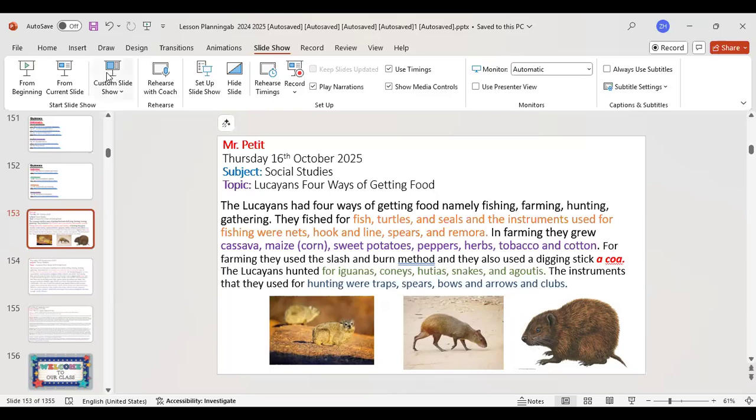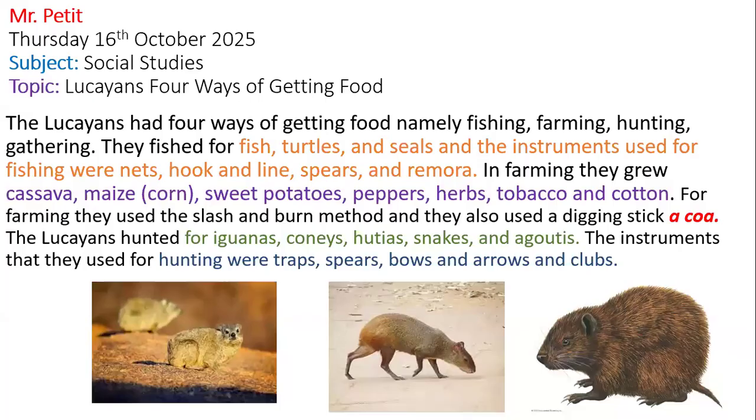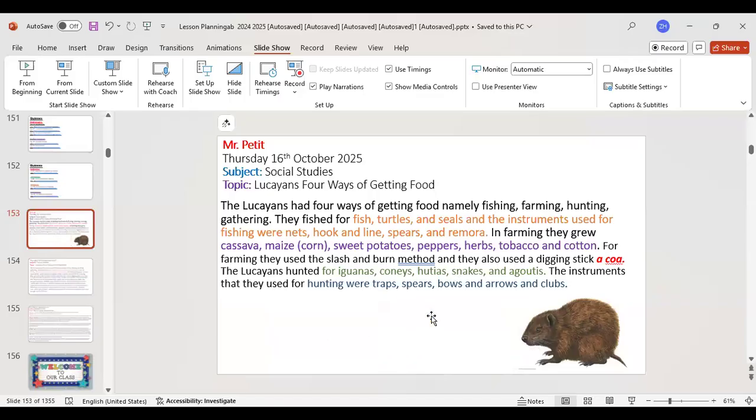What instruments did they used to use? What's this, an agouti? The agouti is the one in the middle. They used to use traps. What else? Spears, bows, clubs, and arrows. Okay, that's enough pictures. It's already 8:29.